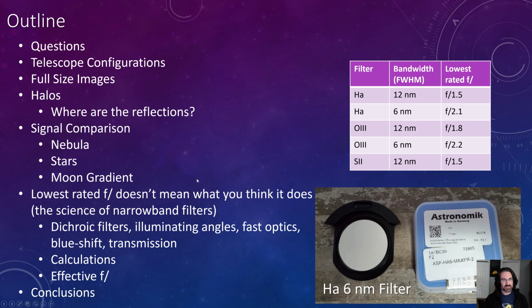As I went through this and started seeing various trends and the characteristics of the halos and the signal comparison, I didn't necessarily understand what I was seeing, and some of the results really surprised me. As I dug deeper, I had to get into the science of how these narrowband filters work. That's where I really started to learn and appreciate that you need to be very careful and selective in your narrowband filters to make sure you understand what's going to work for your particular system. From that, we can drive to some conclusions on whether these filters are good.